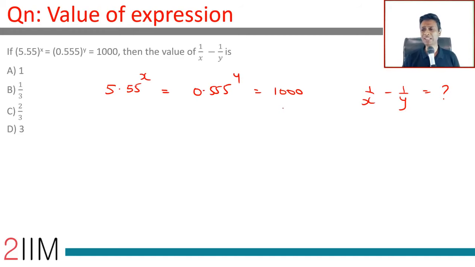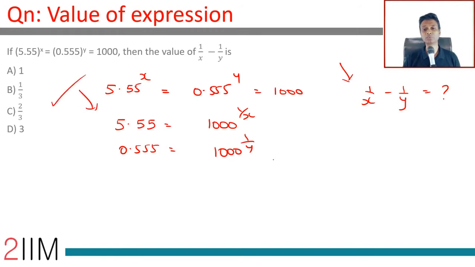And how do we do this? There's a 1 by x and a 1 by y. That should be a giveaway. Dealing with x, I want to deal with 1 by x. How do I simplify? 5.55 is 1000 to the power 1 by x. 0.555 is 1000 to the power 1 by y. The moment you rewrite it like this, you're through.